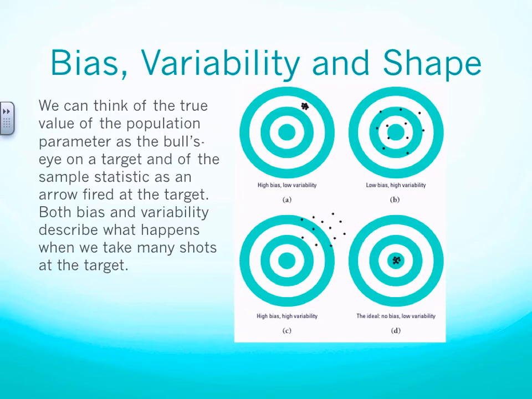So this is kind of showing your ideal situation. So we can think of the true value of the population parameter as a bullseye on a target, and of the sample statistic as an arrow fired at the target. So both bias and variability will describe what happens when we take many shots at the target. Okay, so an ideal situation would be an unbiased estimator, so no bias and low variability.